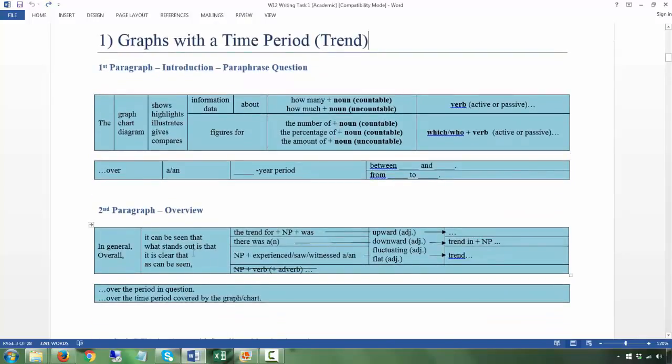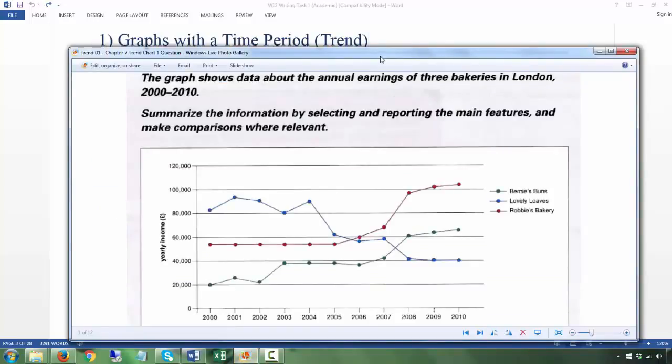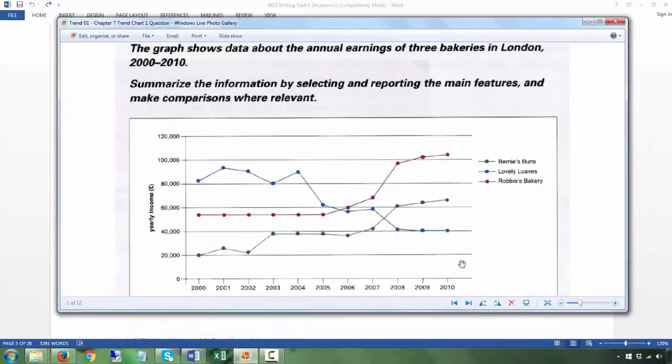Okay, next is the overview. Now, the reason why we talk about this as one category, graphs with a time period, is because when you talk about an overview for a graph with a time period, one thing possible for you to do is to talk about the trend. Okay, remember I said trend. Trend is something that is moving towards something over time. So this is something possible. Every time you have a task one in the first category, a graph with a time period, think about a trend.